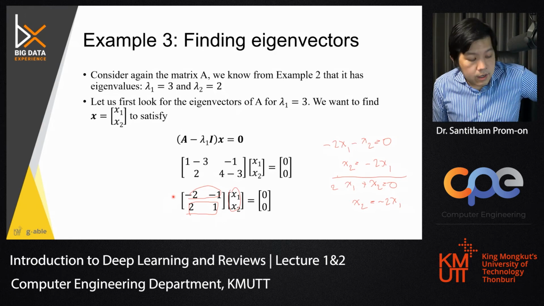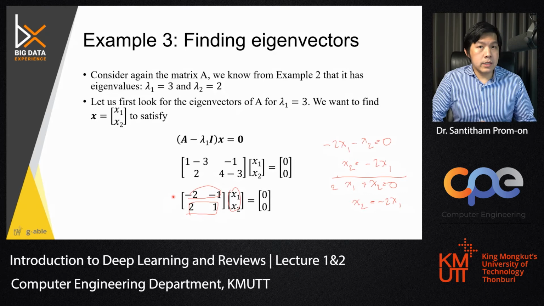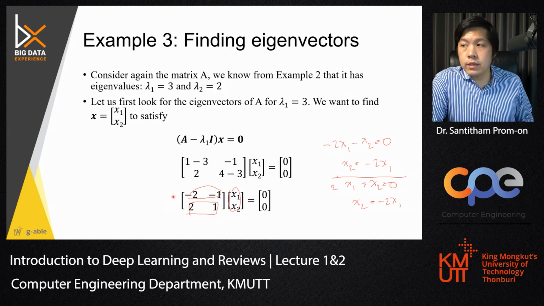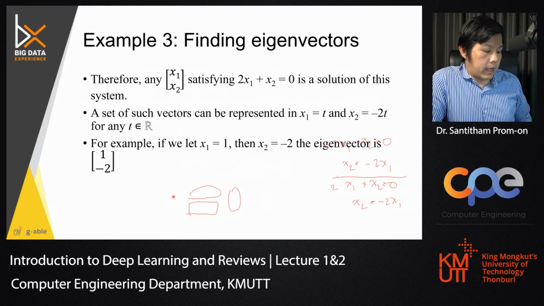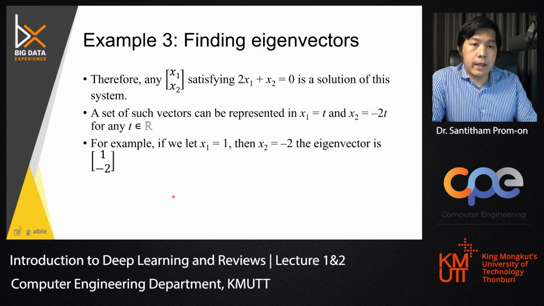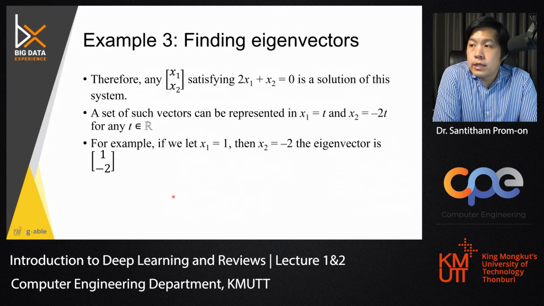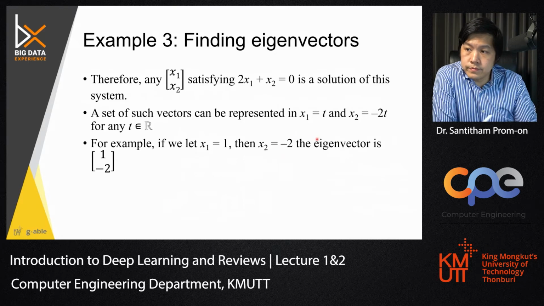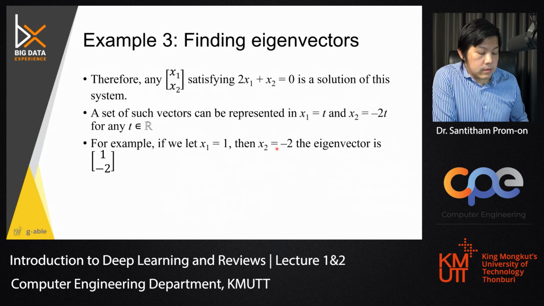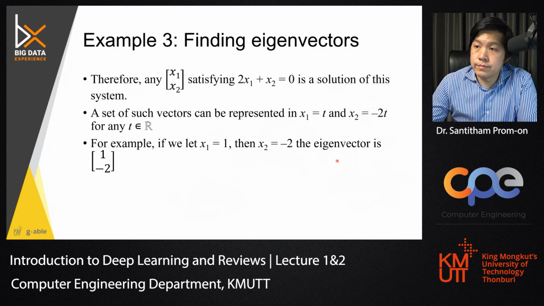So for this one, it means that you have a relationship between x1 and x2. You can make assumptions here. Suppose that you assume x1 equals 1. Then x2 would become minus 2. Right, x1 is 1, then x2 becomes minus 2. So that means you have the eigenvector of 1 and minus 2.